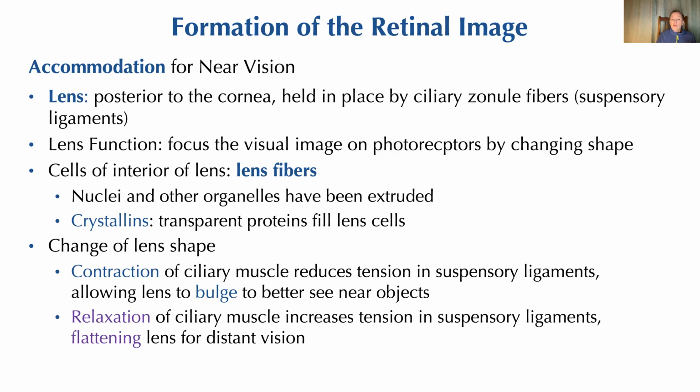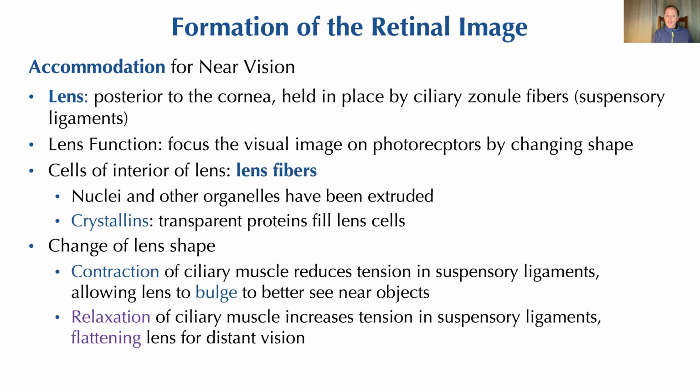This is going to help focus that visual image so that it strikes right on the densest area of the photoreceptors, which would be the fovea on the macula. The lens cells themselves are what we call lens fibers. These are lens epithelial cells from which all the organelles, nuclei, everything has been extruded. What's left is a kind of shell of a cell that has these crystalline or transparent proteins. Okay, so that's what gives it its refraction ability.